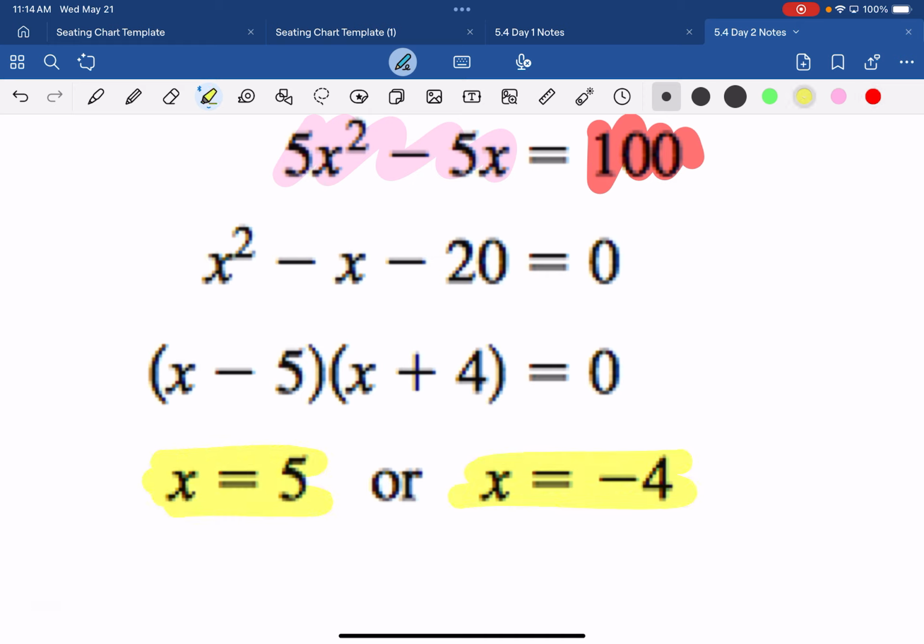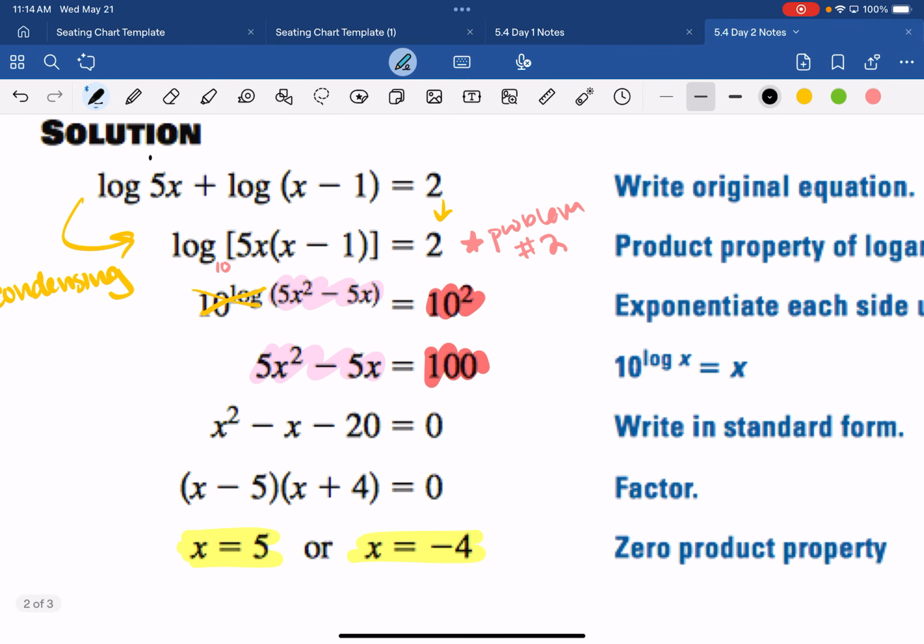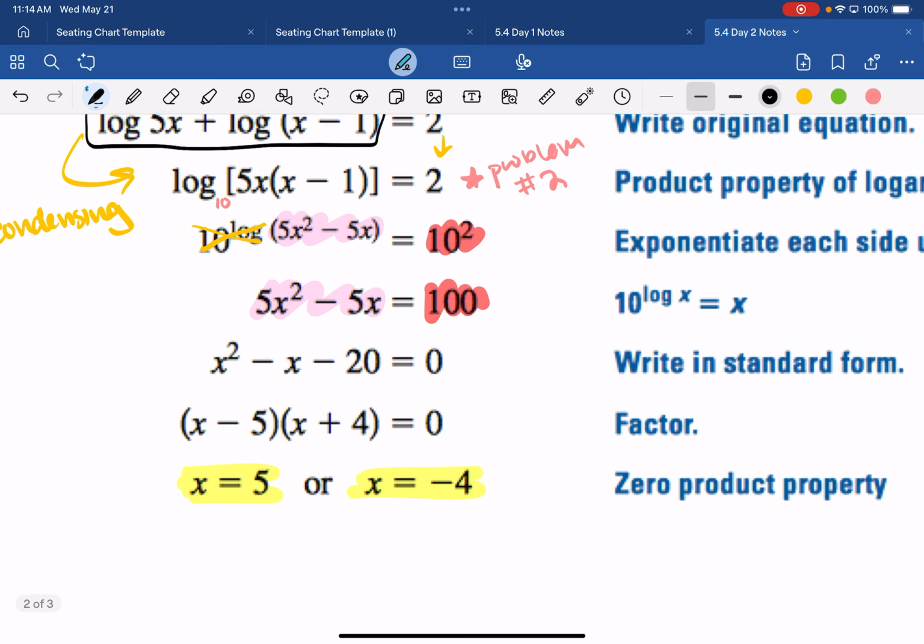So right now, I want you to check these two numbers. Go plug them back in up top. What's nice is your log button is in your calculator, so there's nothing fancy. So go type this whole thing in, and you should hope to get a 2. We have to check every one. Do we have to show the work of checking, or can we just put it in the calculator? You can just put it in the calculator.